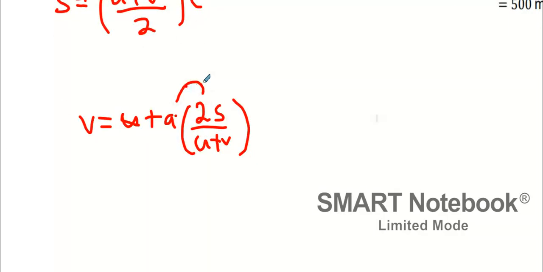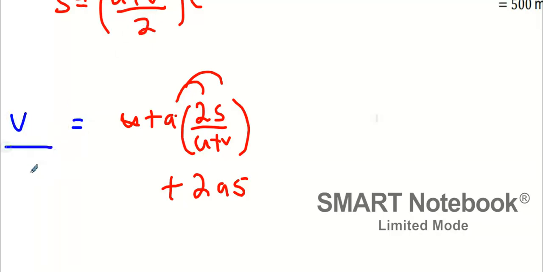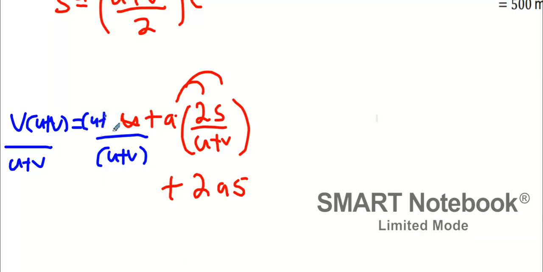What happens when you multiply out? 2as, yeah? Now, what I'm going to do next is give them a common denominator. So I'm going to stretch the v over here. I'm going to put the v over u plus v, which means on top I'm going to need a u plus v as well. This u, I'm going to give a u plus v underneath, which needs a u plus v on top. Excuse the bad writing.